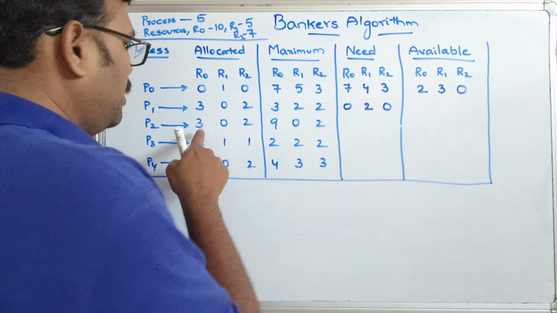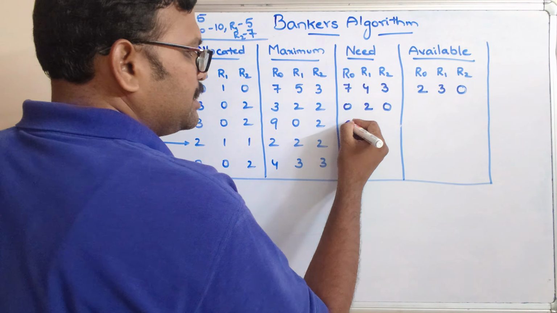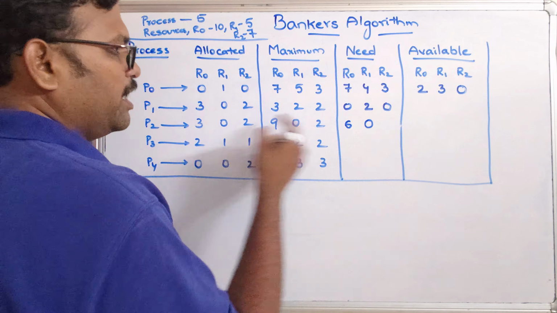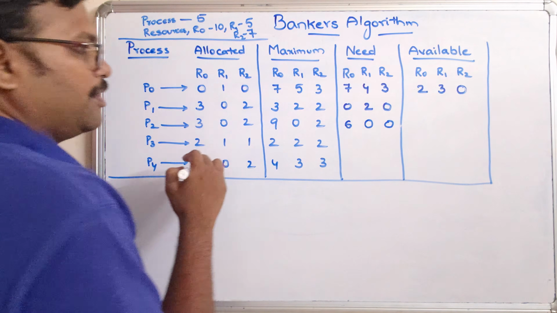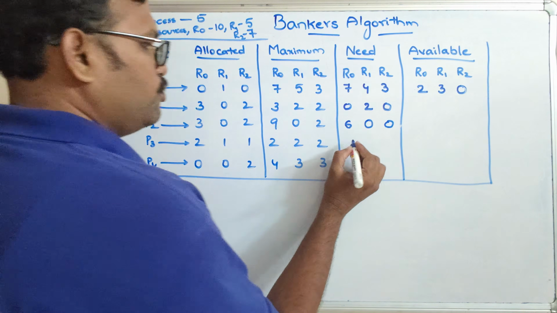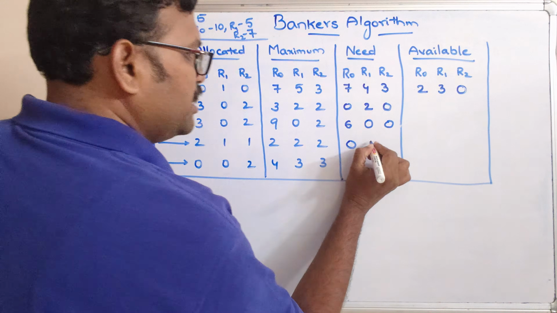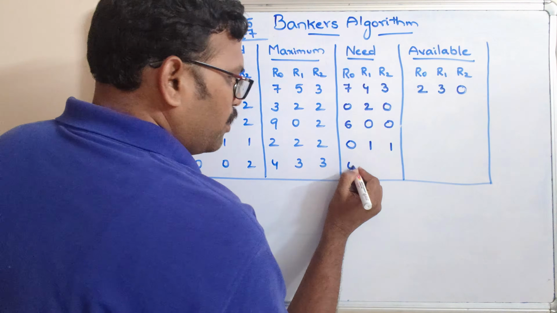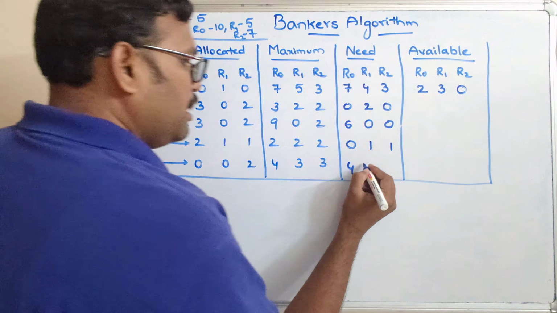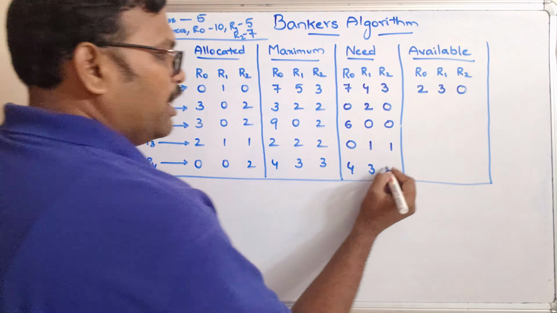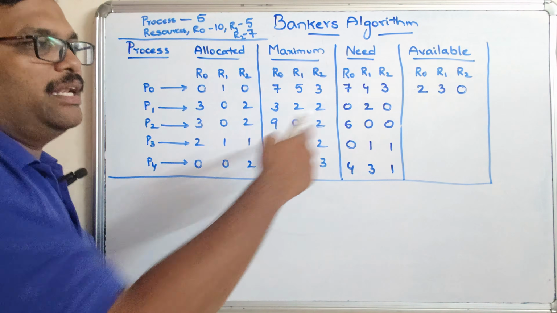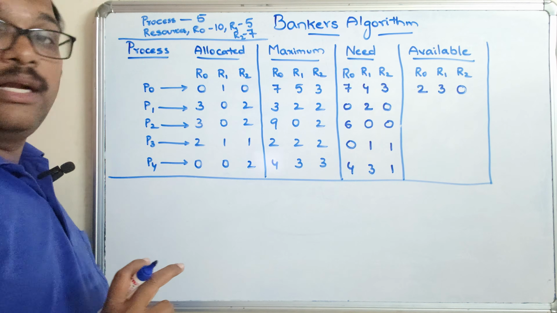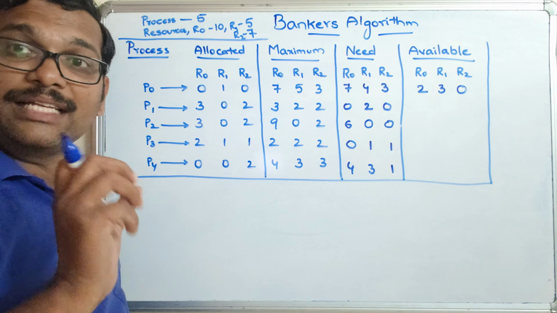Similarly, here also 9 minus 3, 6, 0 minus 0 is 0, and 2 minus 2 is again 0. And here 2 minus 2 it is 0, 2 minus 1 it's 1, 2 minus 1 it's 1. And here also 4 required R0, 3 required R1, and 1 required R2. So these are the need resources. We have seen the formula that need resources must be less than available.